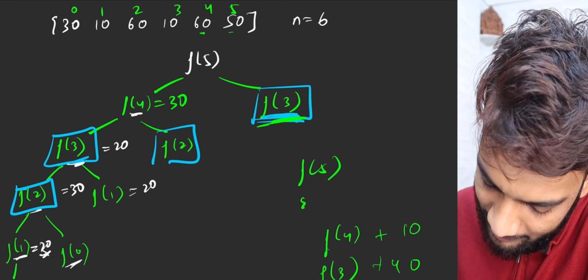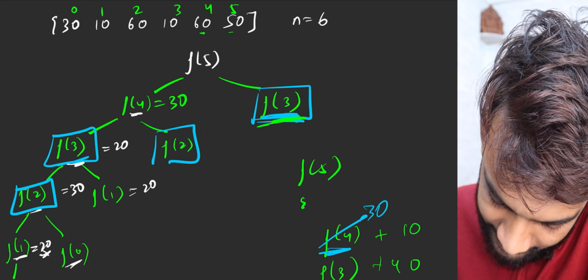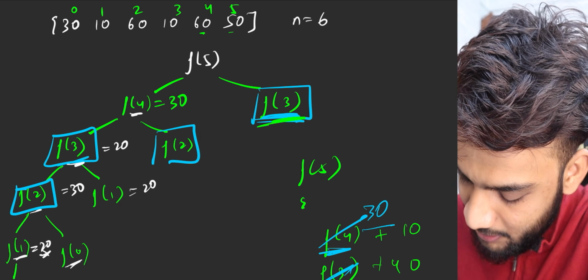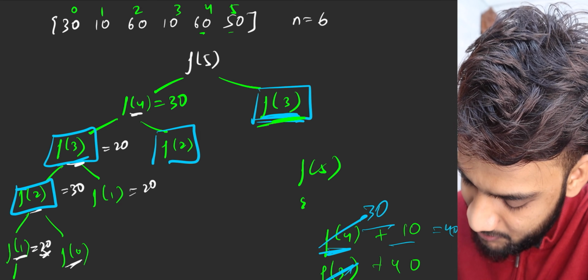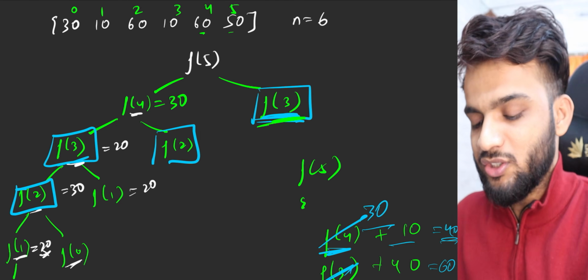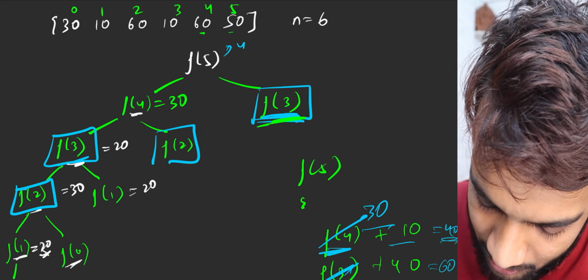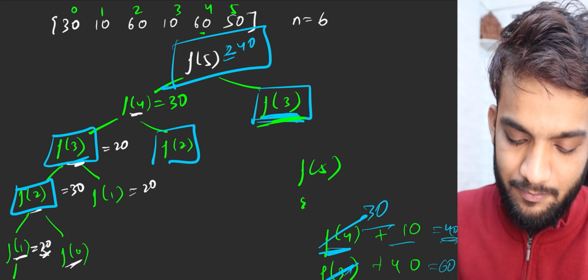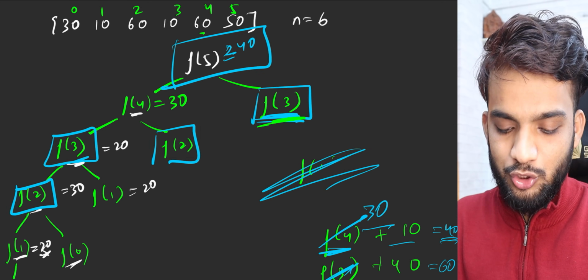Now carefully observe, f of 4 is already 30, f of 3 is already 20. 30 plus 10 gives you 40, 20 plus 40 gives you 60. Which one will you take, 40 or 60? Definitely 40. So this value is 40. Thereby this recursion is also solved.